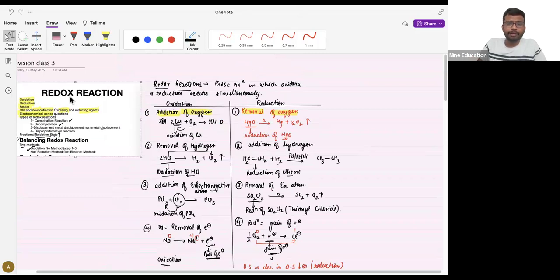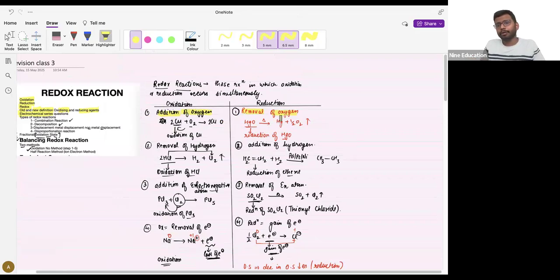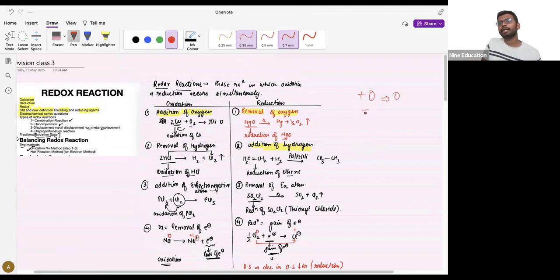So see, whenever we have addition of oxygen, that is oxidation. Removal of oxygen, the opposite of addition, is reduction. Addition of hydrogen, that is reduction. Removal of hydrogen, oxidation. So you have to learn by this method. Addition of oxygen is oxidation. Addition of hydrogen is reduction. Opposite you all know.